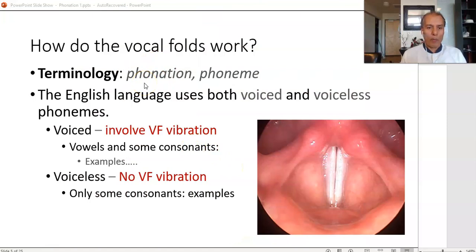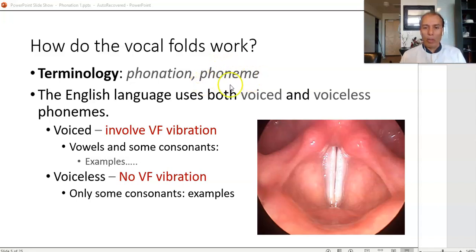So again, phonation means voicing. The term phoneme is similar. It comes from the word phonation, and both of them come from the word phone. Phone is a Latin word that means sound, but it can be any sound at all. Sound of a bird, a car, and so on. But phoneme is a speech sound.